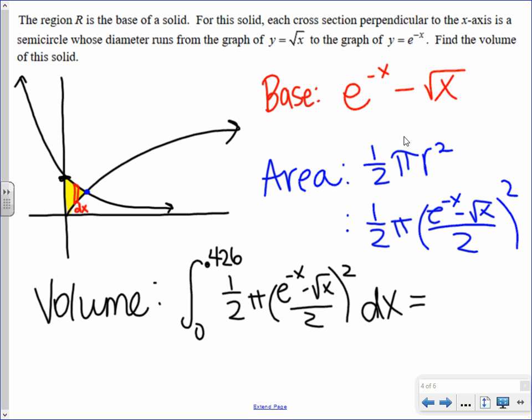Joe, do you have it? Jake has 0.035. Can you confirm Jake's 0.035? I'm seeing some head nods. Okay. Once again, that is a small number, but that is a pretty small region. So those semicircles are going to be very small.